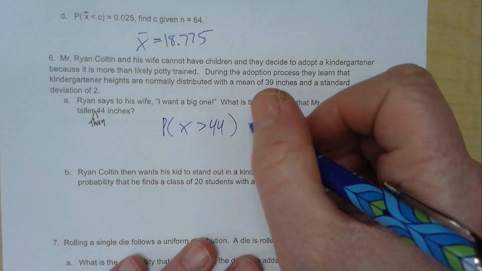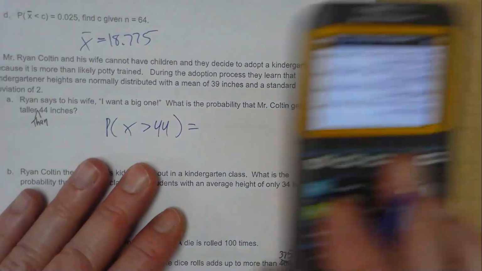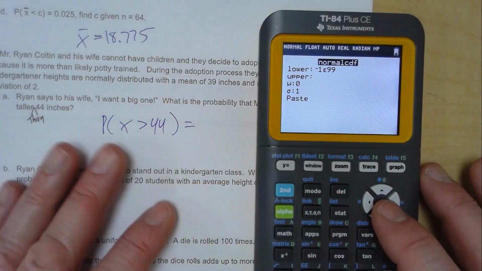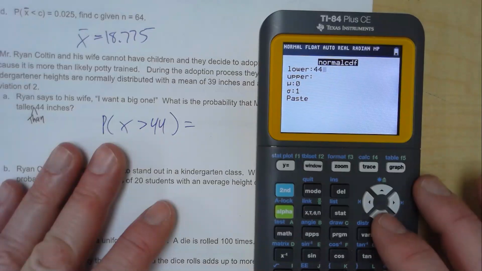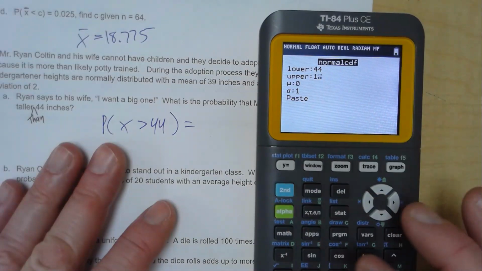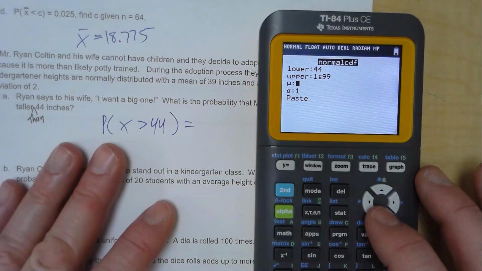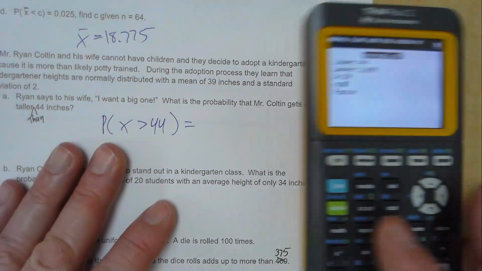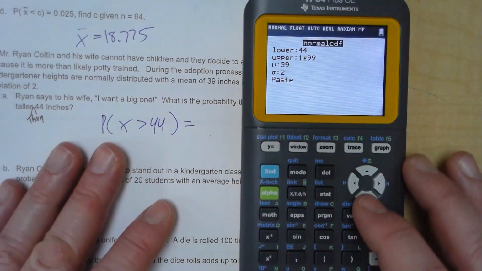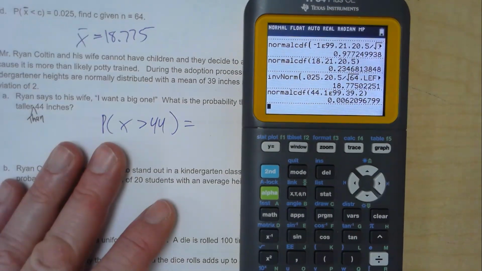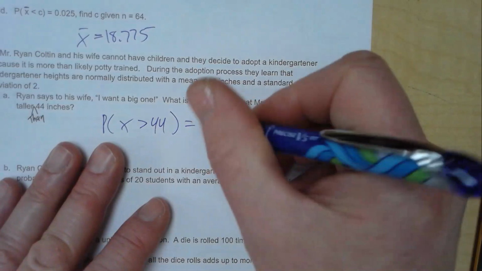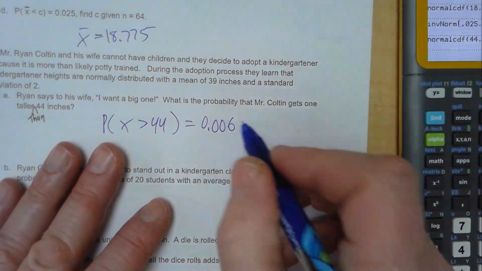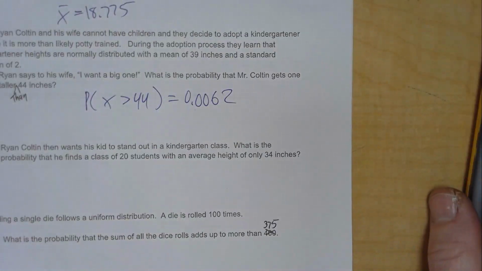All right, this is going to be not a very good chance of doing this. So I go second distribution, normal. We want to be above it, so 44 is the lower, the upper is 1, second, EE 99. Kindergarten is 39 with a standard deviation of 2 inches. Paste. 0.006. So not very big, less than 1%.